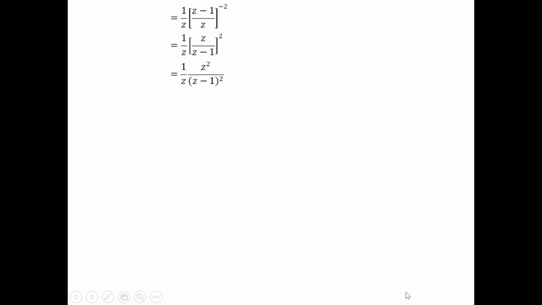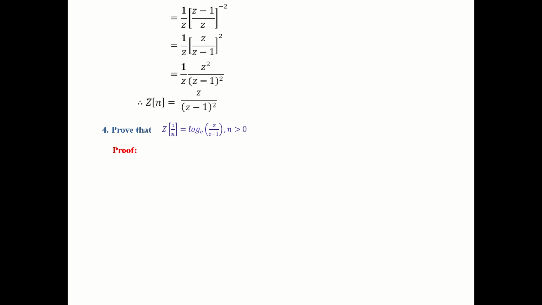So z cancels. Next one: prove that Z of 1 by n, which is f of n, is 1 by n, should be greater than 0. Replace f of n by 1 by n, so summation n is equal to 0 to infinity, 1 by n is the power minus n.